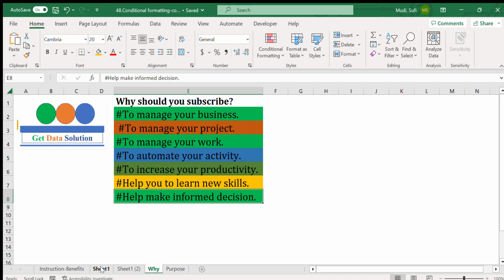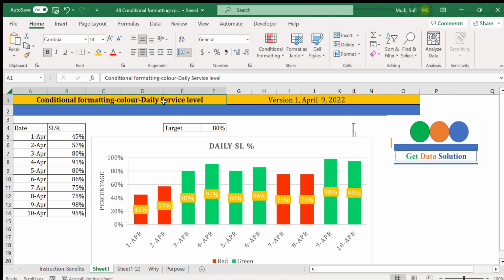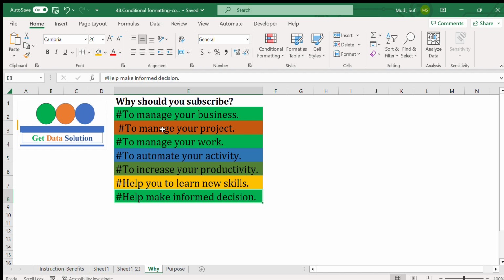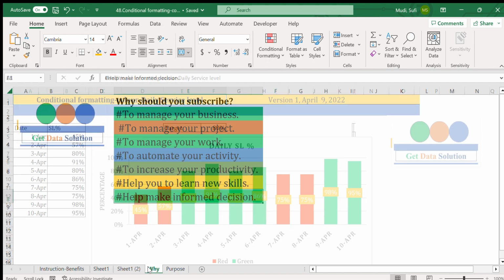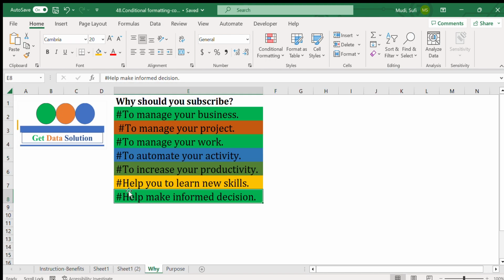So in today's topic, where we have actually seen the daily service level, at least we can generate some of this benefit in terms of, for example, informed decision. We can make informed decision on how many days we are above the target, for example, is one of the informed decisions. It is actually easy and simple. We can manage our work, in this particular case, for example, service level. It's also useful to manage our business.